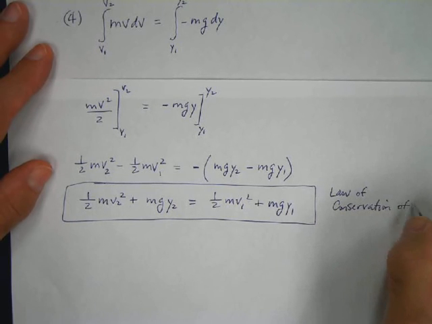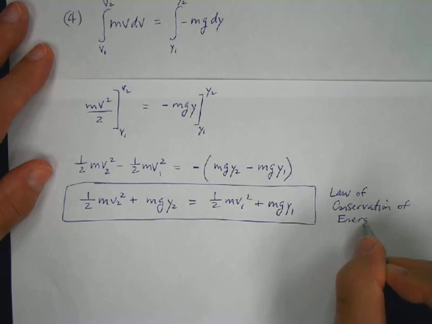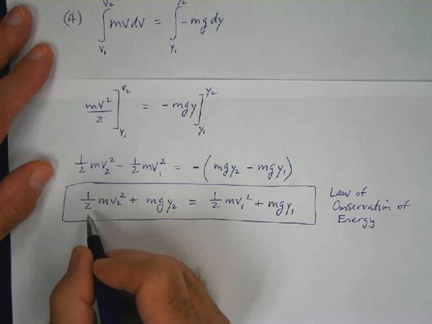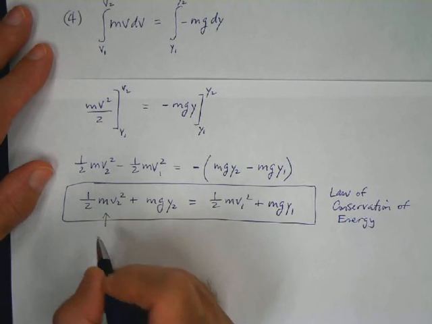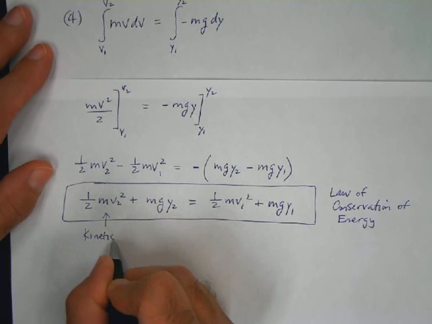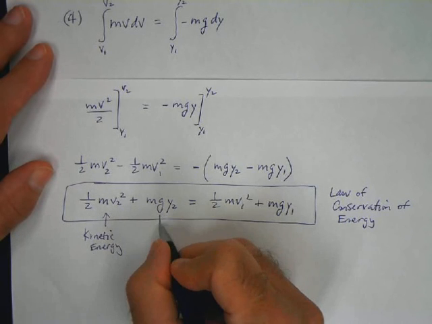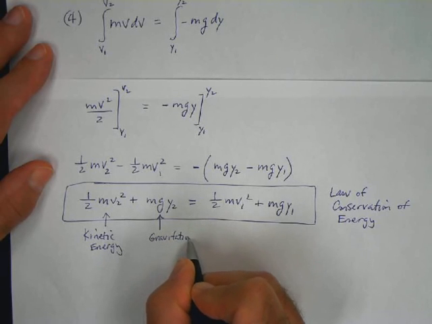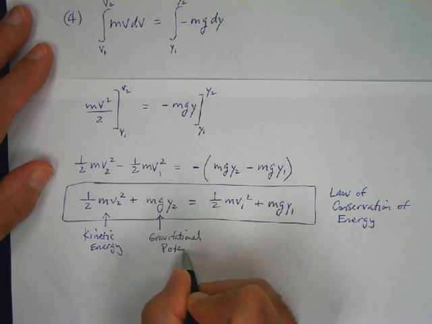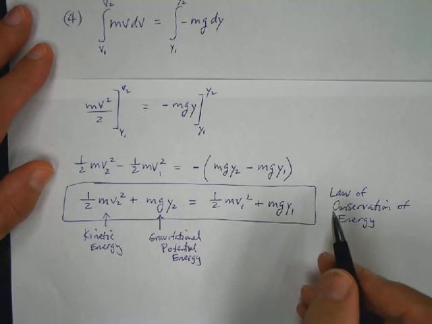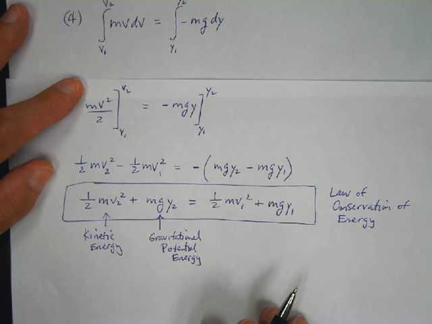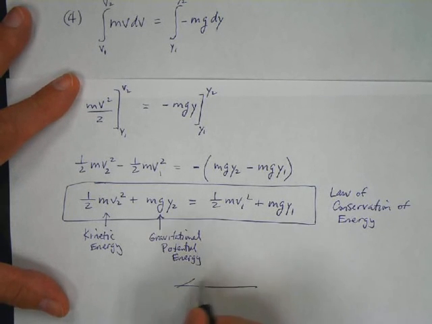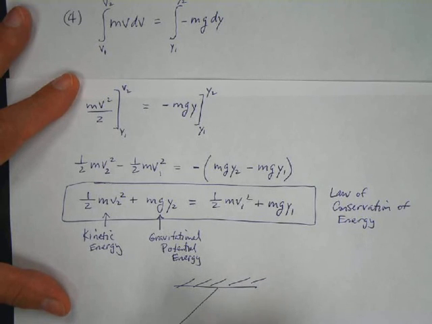And this is a very famous law of nature called the law of conservation of mechanical energy. This term right here is the kinetic energy, or energy of motion, and this right here is gravitational potential energy. And the same holds for the other side too.